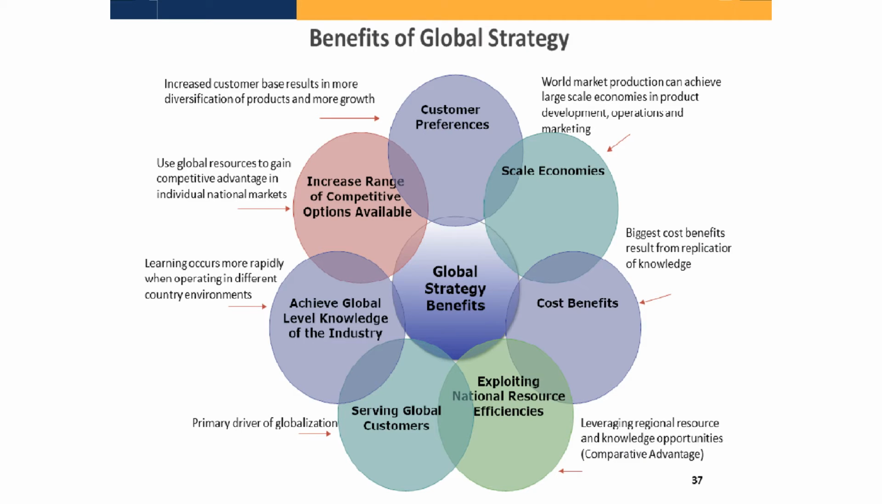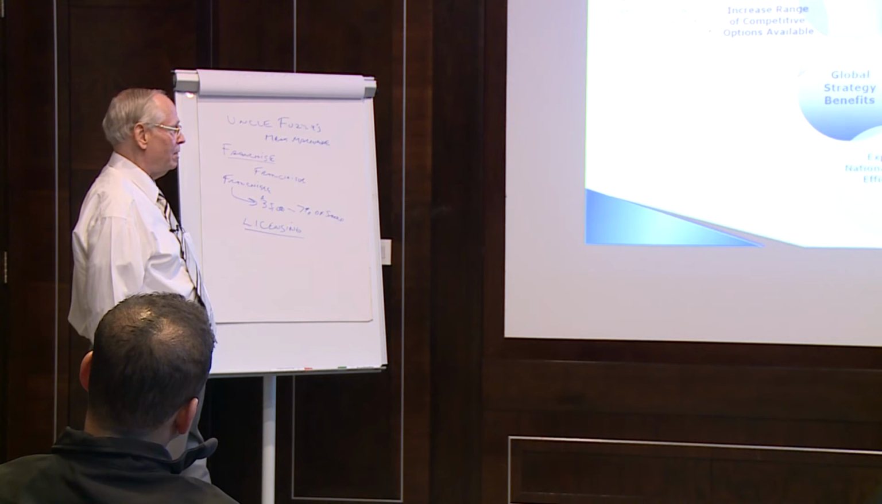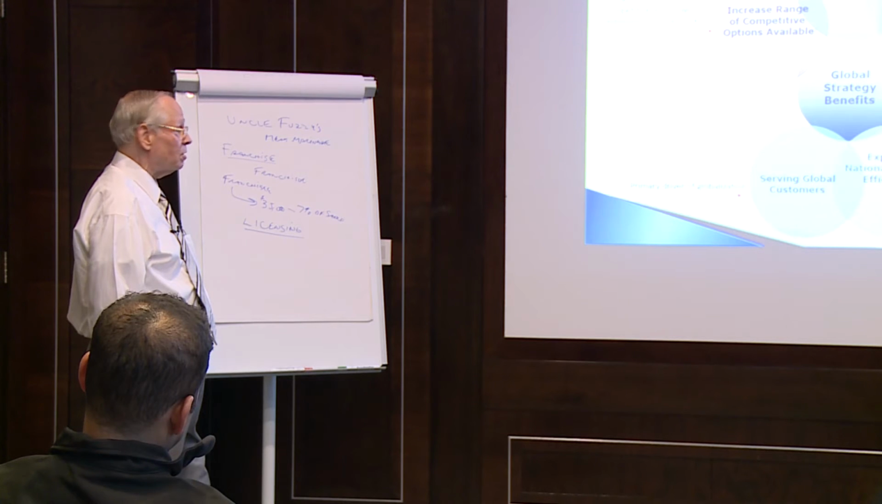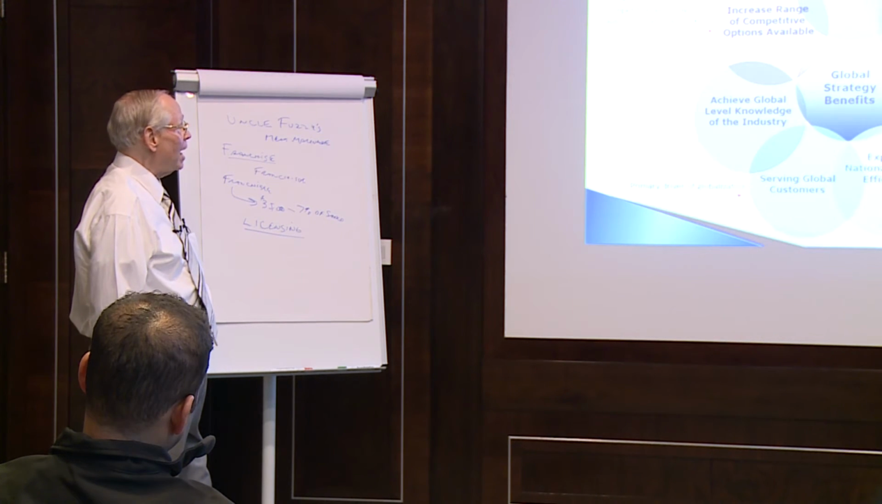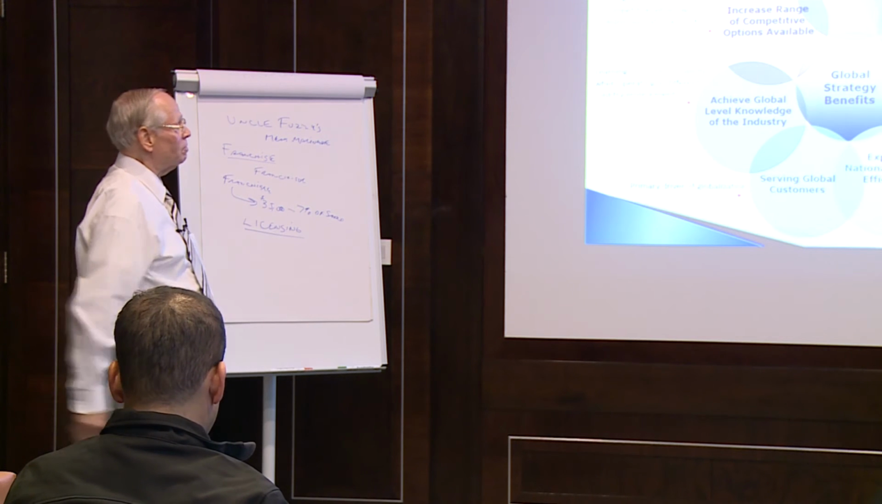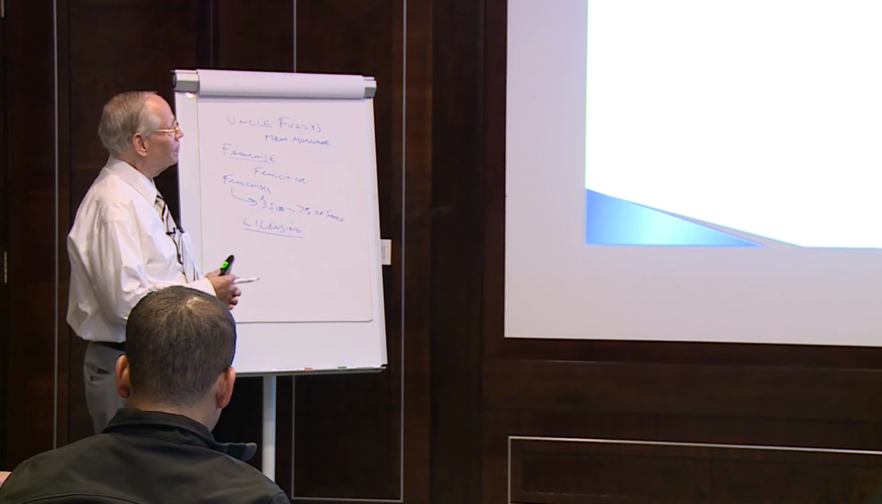Also, you can exploit national resource efficiencies. So leveraging regional resource and knowledge opportunities, it's called comparative advantage, and we're going to see that in another slide in a few minutes. Serving global customers: the primary driver of globalization, obviously, is increasing your customer base. And achieve global level knowledge of an industry. So learning occurs more rapidly when operating in different country environments. So those are all the benefits to a global strategy.